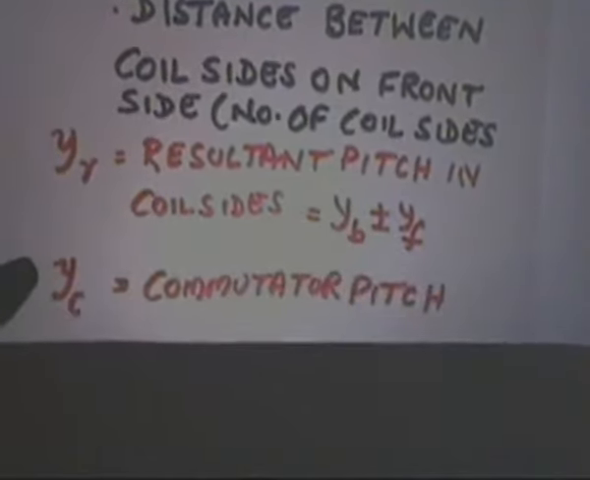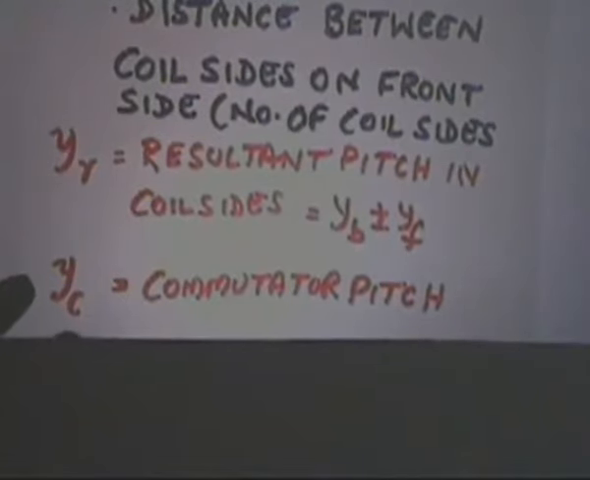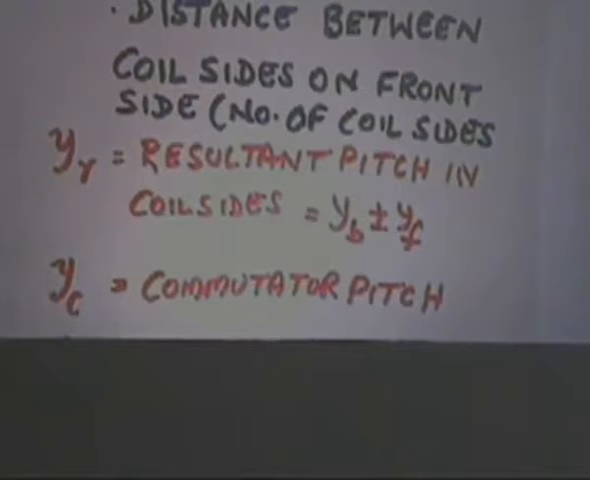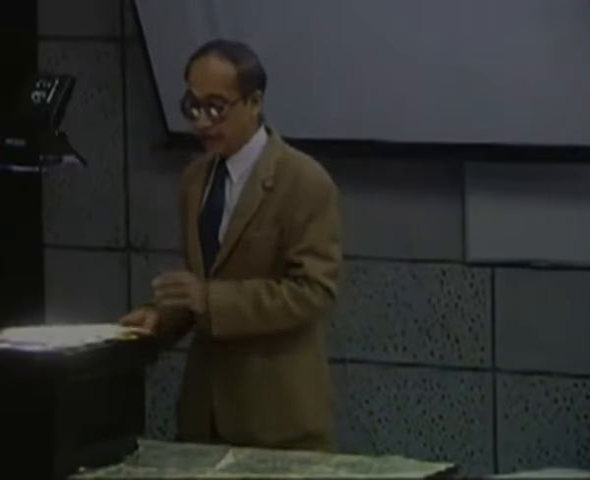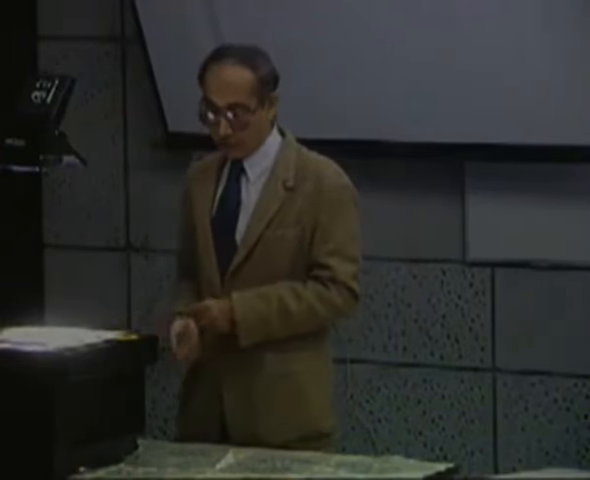Then we also define a term called a commutator pitch. Yc is the commutator pitch, that is basically one end of a coil and one end of the next coil, which commutator it is connected to. So the distance between the two commutator segments connected to consecutive coils is called the commutator pitch. Okay. Now with this definition, there are broadly two types of coils, two types of windings.